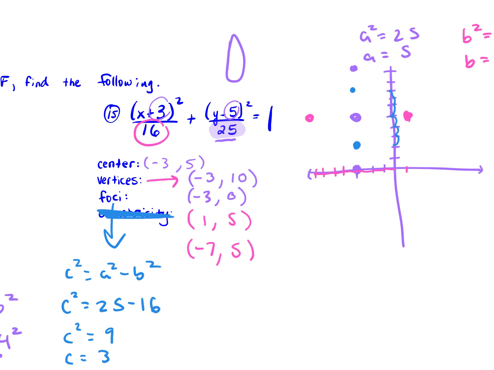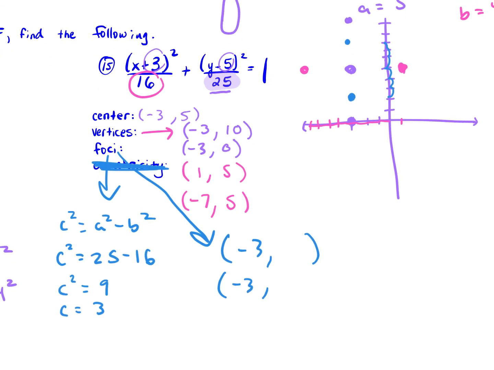So our x-coordinate for our foci stays the same. We're at -3 for both of them. Our y-coordinate was 5, and we go up 3, so 5 plus 3 would be 8, and then 5 minus 3 would be 2.